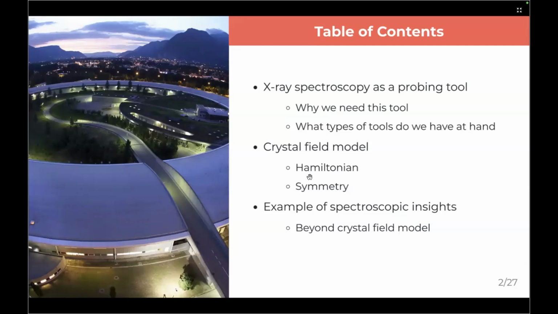So I hope that it can help you gain a more general picture of how we can use spectroscopy to learn about electronic structure. And of course, in the end, I might also mention a bit of some study that combines spectroscopy and machine learning. Yeah, so that will be the content of my presentation today.